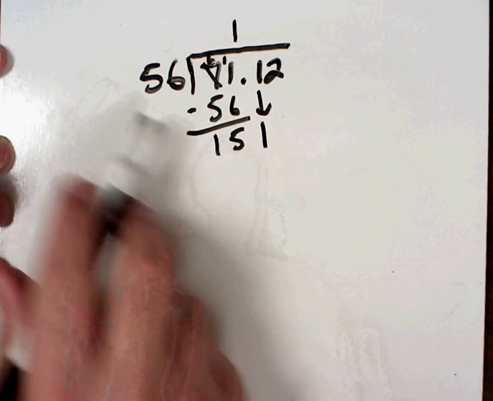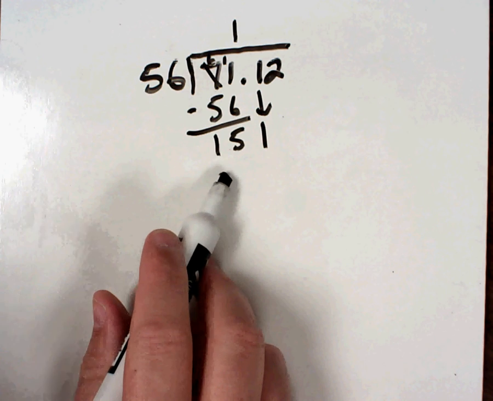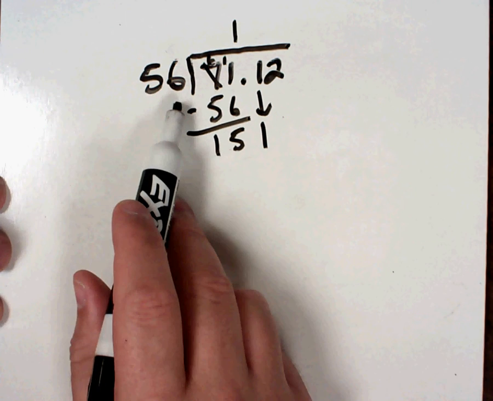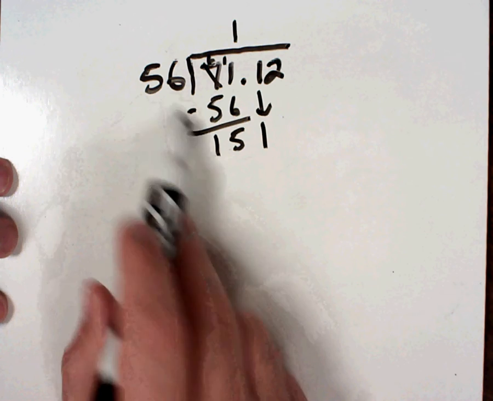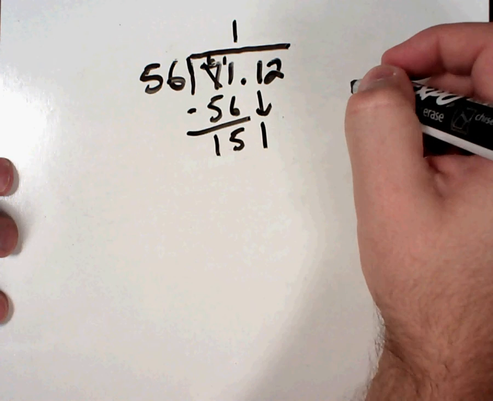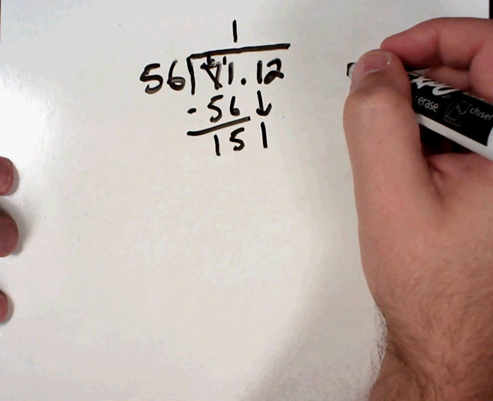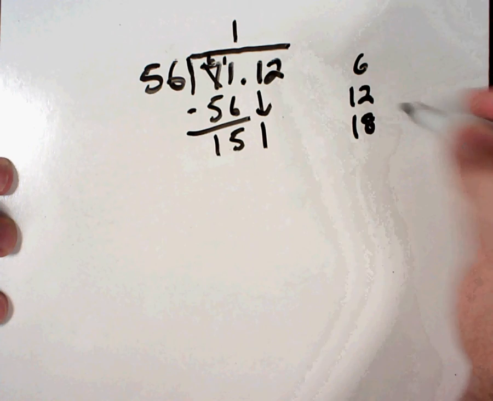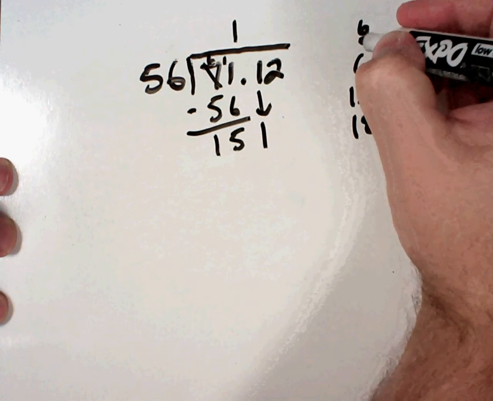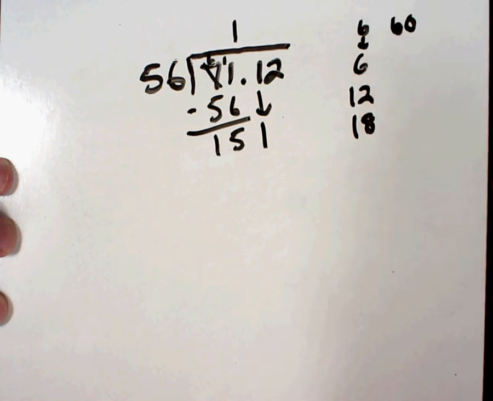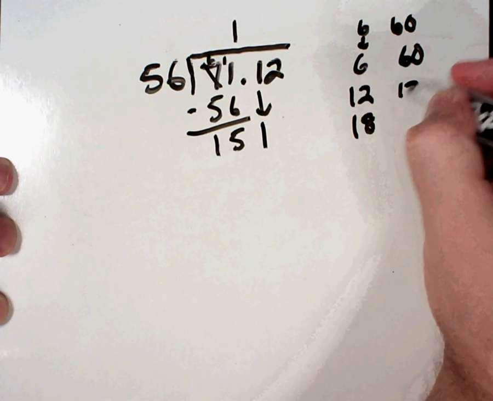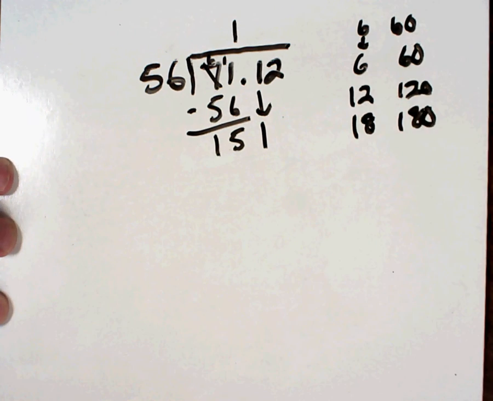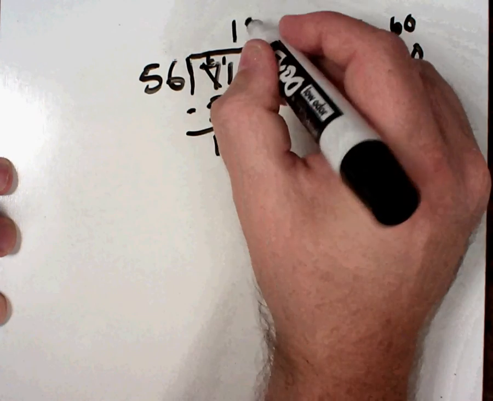Now this is where the estimation we have to be very careful on. So 56 we said rounds up to 60. All right, 60, if we think about our factors of 60, they're really just factors of 6 with a 0 on the end. So we've got 6, 12, 18, the facts for 6. For 60, we're just going to add a 0. So we'll have 60, 120, 180. So looking at that, looks like 2 is going to be our best bet.